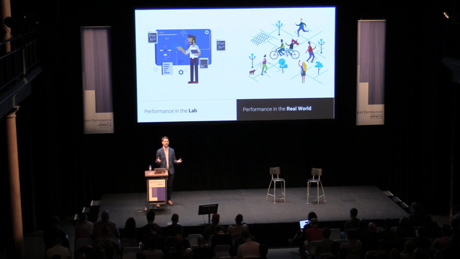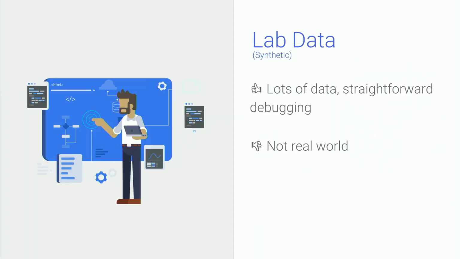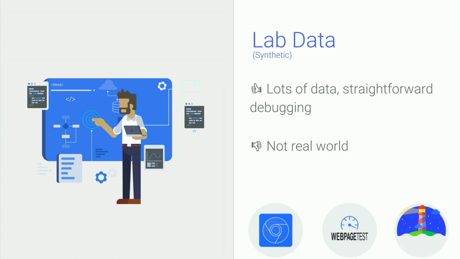So these are 2 different environments. We have a controlled environment in the lab, and in the field, anything can happen. It's a lot different, and we only have so much insight and so many APIs there. In the lab, it's nice because we can collect so much data. There's really a lot of things available to us. We can really start to dig in and see exactly what was happening. But it's not the real world, and it's just scripted tests. The tools that you use here are things like Chrome DevTools, WebPageTest, and Lighthouse.